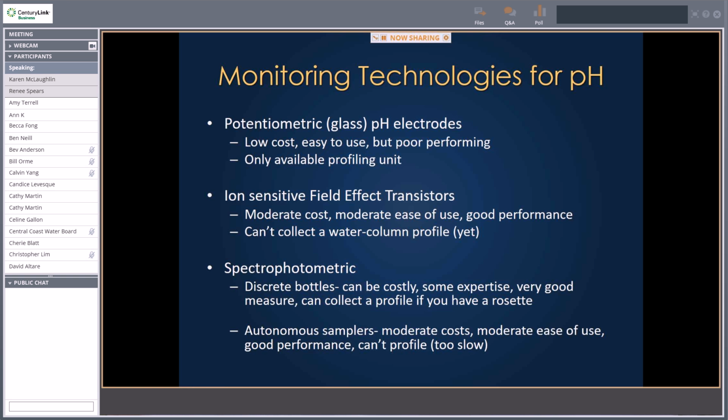Spectrophotometric measurements can also be collected autonomously. There are several autonomous instruments that cost about the same as an ISFET sensor. It's basically a little spectrophotometer that's kept encased in a housing, and it has a little reagent bag, so the measurement is conducted by the spectrophotometer. It does the chemical analysis in situ. It's pretty easy to use, and it does give pretty good performance, about the same as the ISFET. But because it is a chemical reaction, it takes time, so it's too slow for most profiling applications.